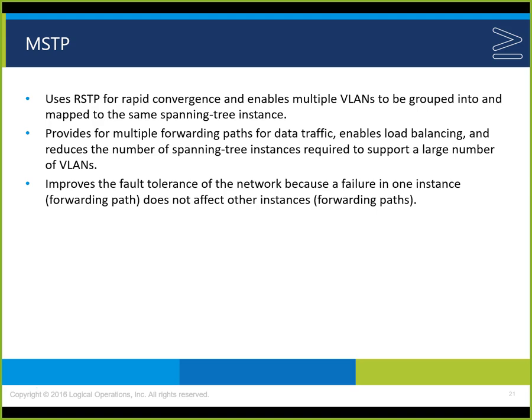Multiple forwarding paths for the data traffic, load balancing, and it reduces the number of instances needed to support a large number of VLANs. It improves fault tolerance because a failure in one forwarding path doesn't affect other instances, other forwarding paths. And if you think about it, we only have a certain number of paths that would be available. We could run into a situation where one spanning tree instance blocked a particular port which was being used by another instance.